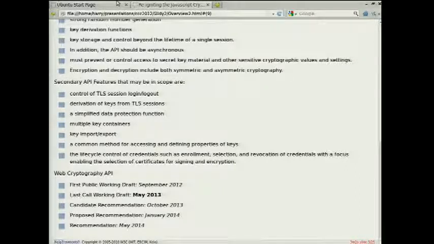Simplify data protection functions. Multiple key containers. Key import-export we are working on right now. Common methods for accessing and defining properties of keys, that's still being worked on. And of course, client cert. That's possibly a whole other API which we won't get to anytime soon. And we have a very tight time schedule.